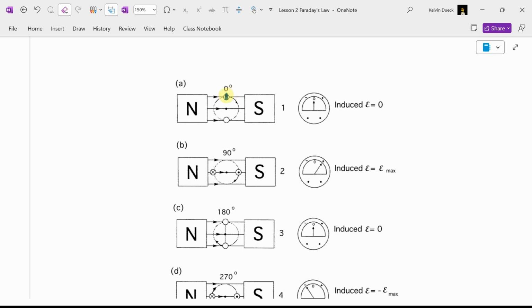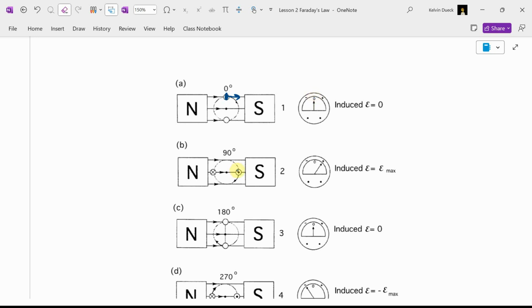Right now, it's moving to the right. What direction is the magnetic field pointing? Also to the right. So it's moving parallel to the magnetic field. There will not be any kind of an induced voltage. It won't feel a force, and so it would read zero.